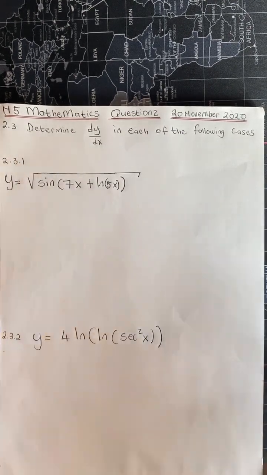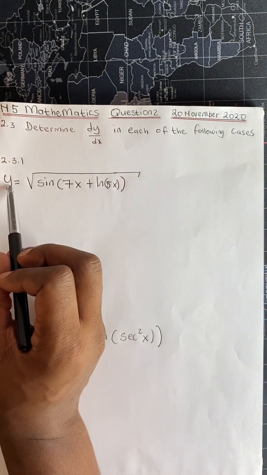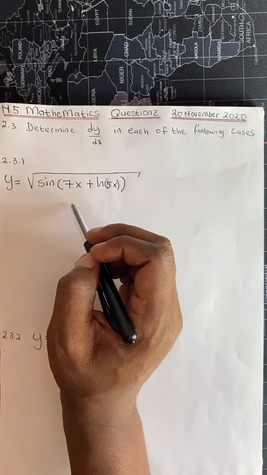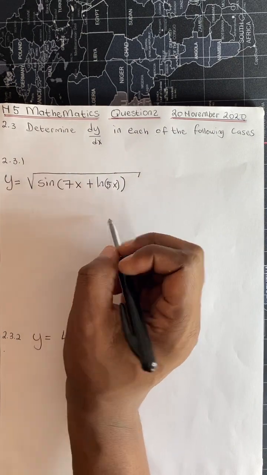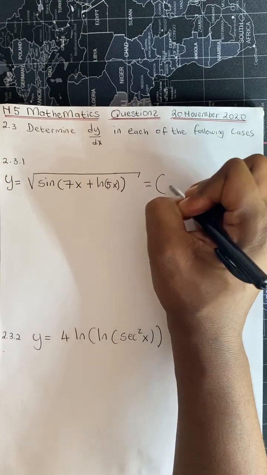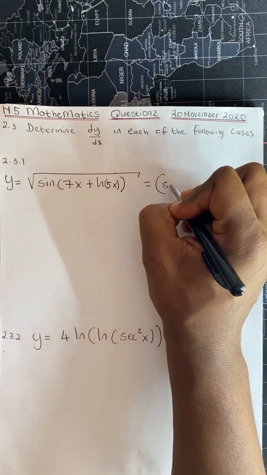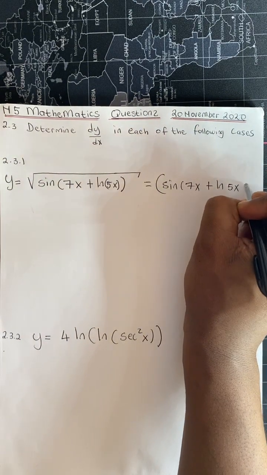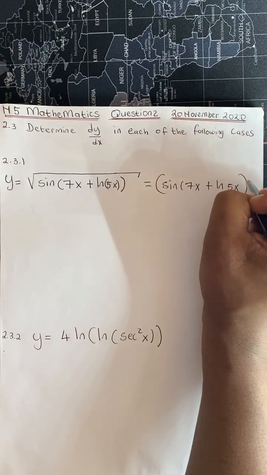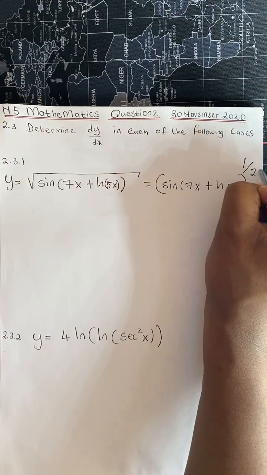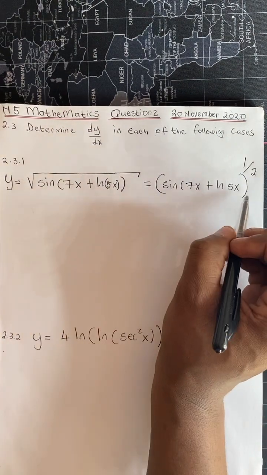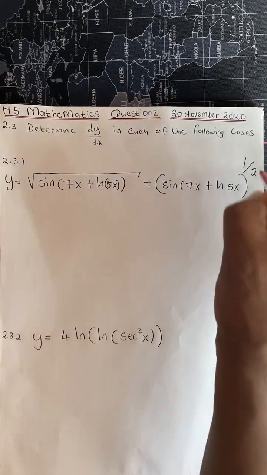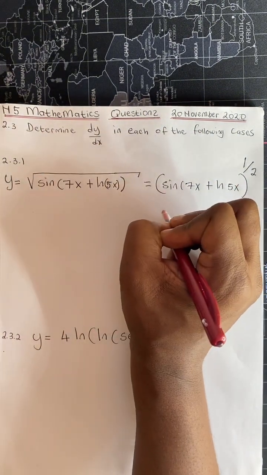Question 2.3, we have to determine dy over dx in each of the following cases. 2.3.1, we have y is equal to the square root of sine of 7x plus ln of 5x. We can express this square root as the exponent 1 over 2. It's going to be easier for us to differentiate when it is like this than when it is like that. So we have to use the chain rule in order for us to differentiate this.